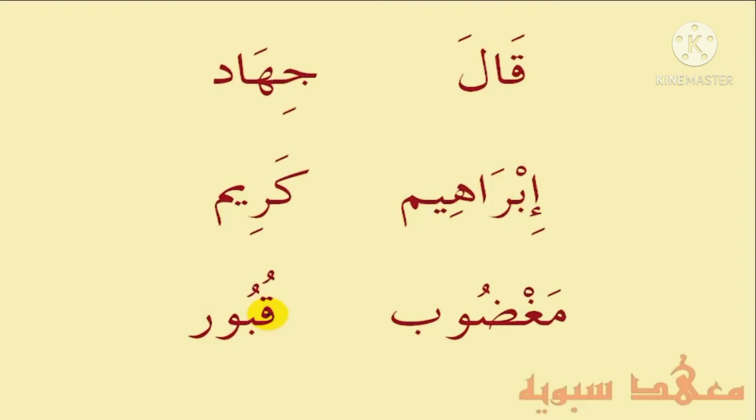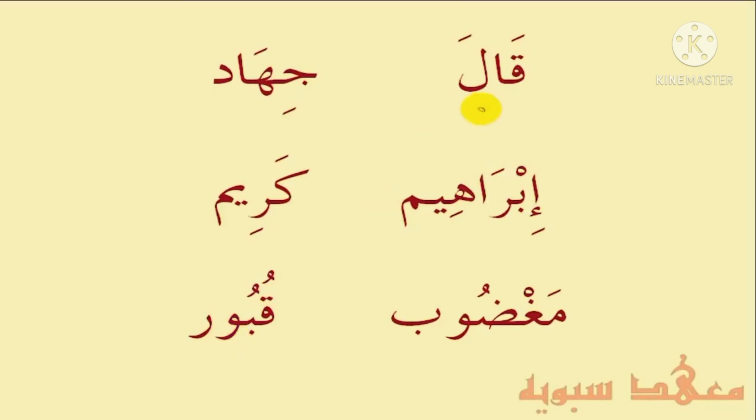And finally, here, qubur. Qubur. So there's the u sound again. They have a ba with the dhamma, followed by the waw. So you can see how the long vowel is formed there. Now there is another mad, which is when two hamzas come together. But I thought it would be more appropriate to mention that when we get to the introduction to Arabic grammar.